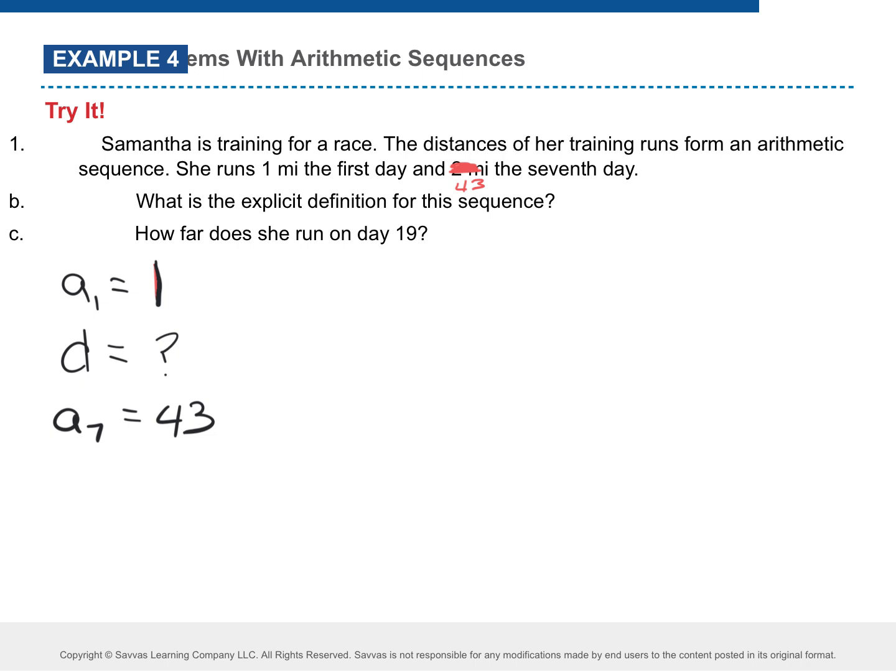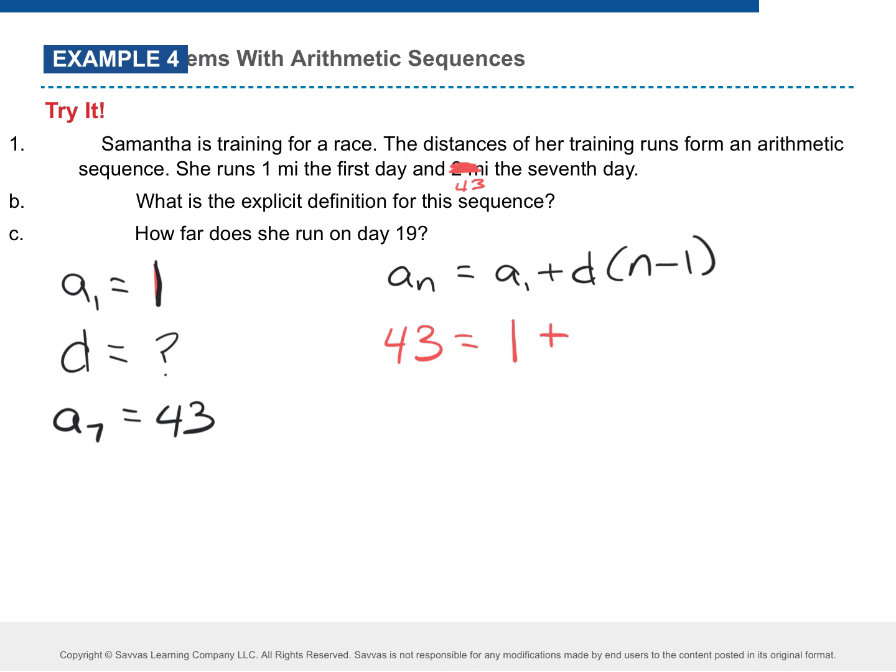We can find it by using the explicit definition. So again, we have AN equals A1 plus D times N minus 1. So using substitution, we just need to plug in what we know. Okay? Do we have a specific AN other than A1? 43. Which is A7. Good. A7 equals what? 43. There we go. A1 is what?